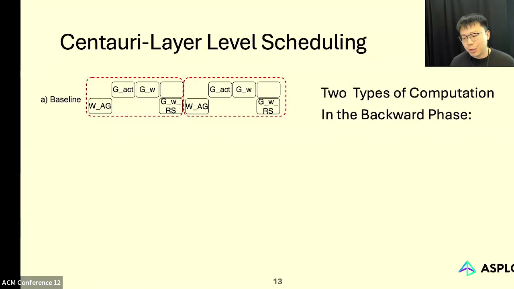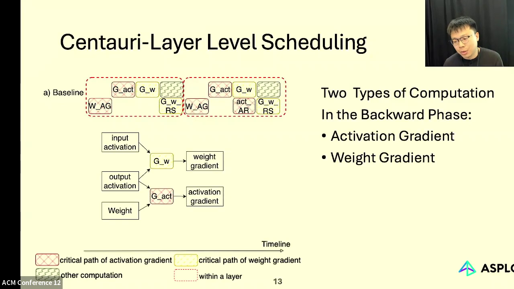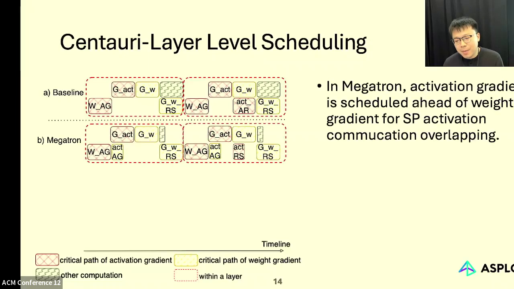And the layer level scheduling mainly occurs during the backward phase. It involves 2 types of computation, updates to the activation gradients and the weight gradients. Hence, this forms 2 critical paths. In the implementation of Megatron, the activation gradient is scheduled ahead of the weight gradient, causing the overlapping performance of activation communication in sequence parallelism to be suboptimal.